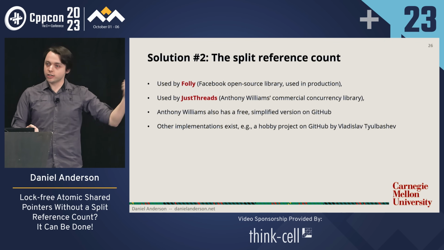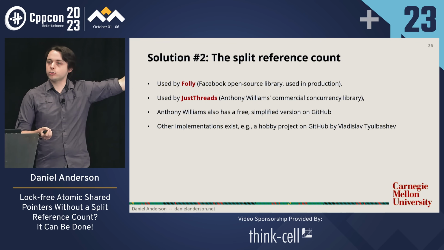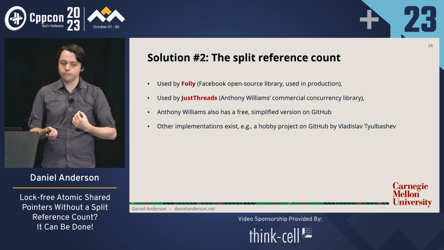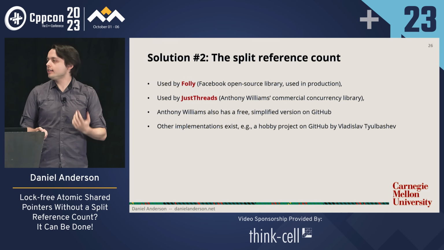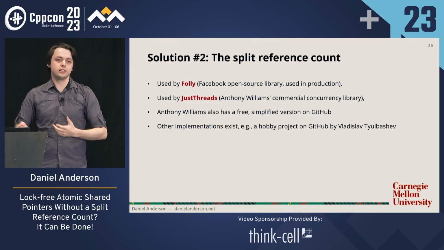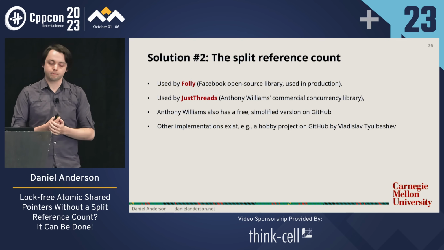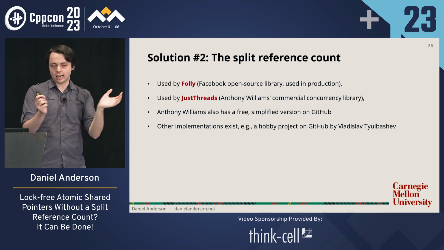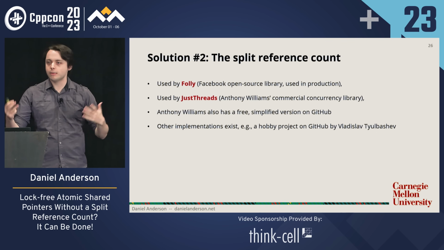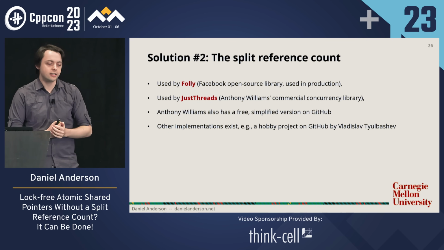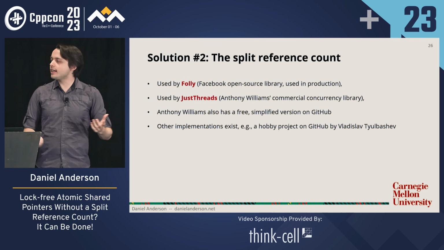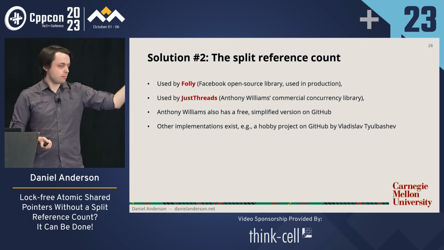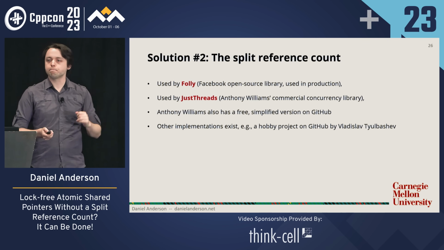It is used in production. It's used in Folly, Facebook's open source library. It's also used in Anthony Williams' commercial concurrency support library called Just Threads. Anthony Williams also has a free version on GitHub. It's not exactly the same code, but it's roughly the same algorithm, just simplified a little bit. And there are other implementations you can find floating around, like hobby projects on GitHub and all of that.